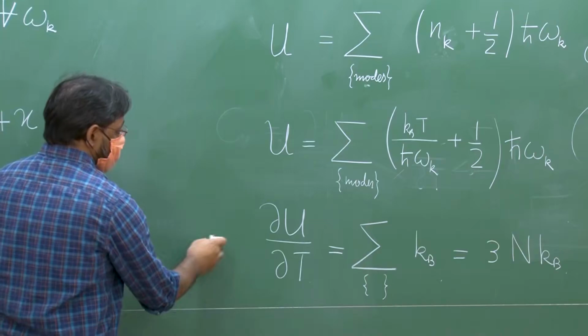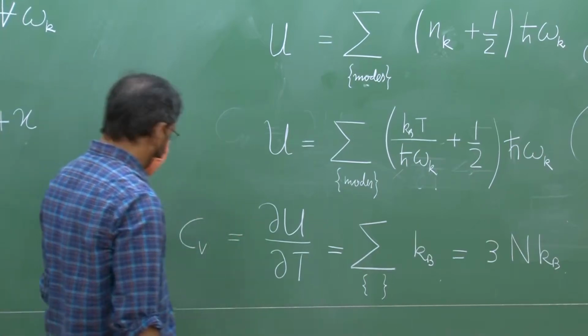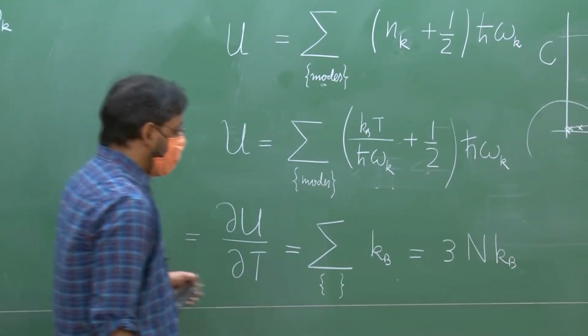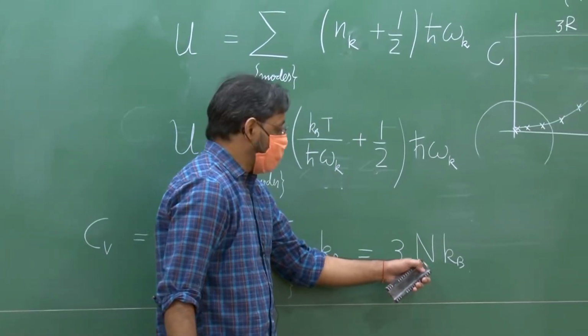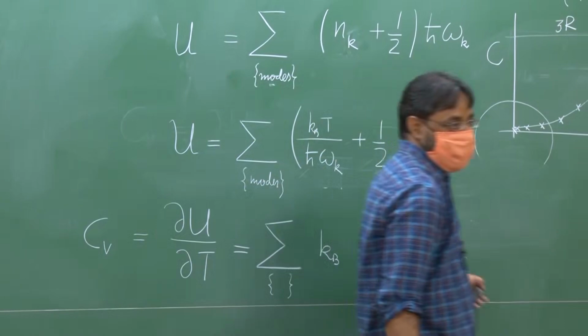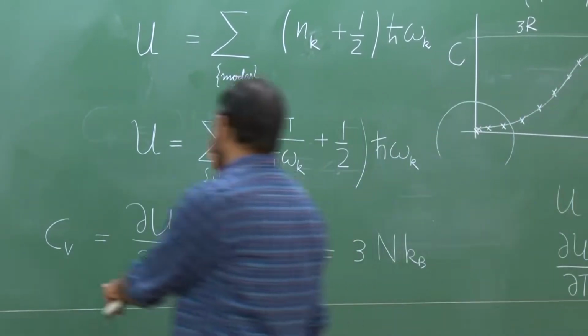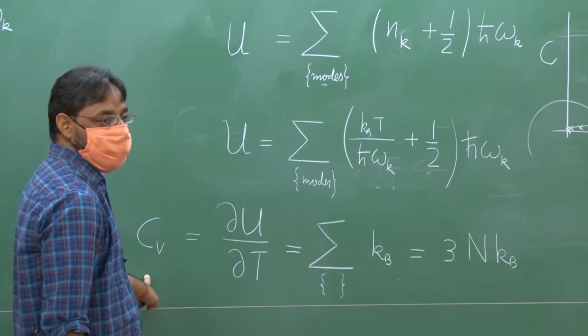And this is your C_V. If your solid has 1 mole of atoms, then N can be replaced by Avogadro's number N_A, and N_A times k_B is R. Therefore, you have got the result already that C_V for 1 mole of any solid would be 3R at high temperatures.